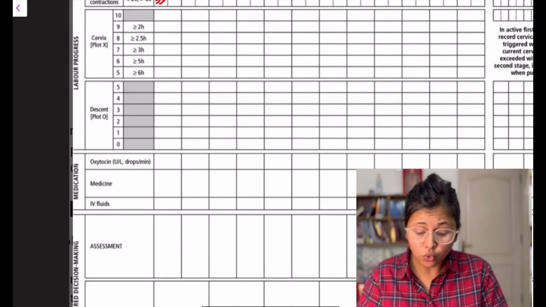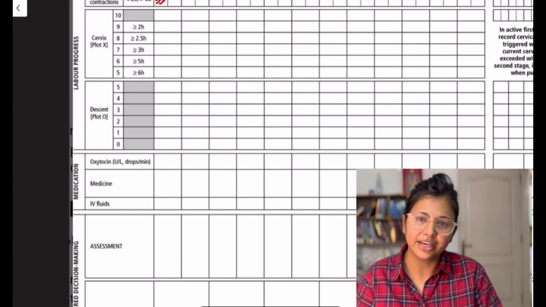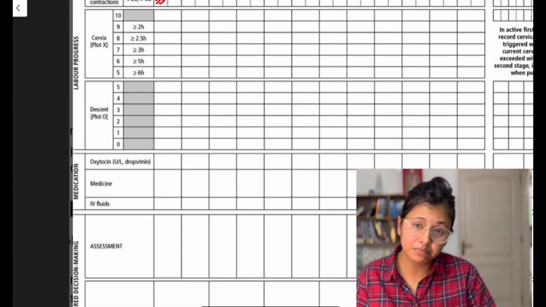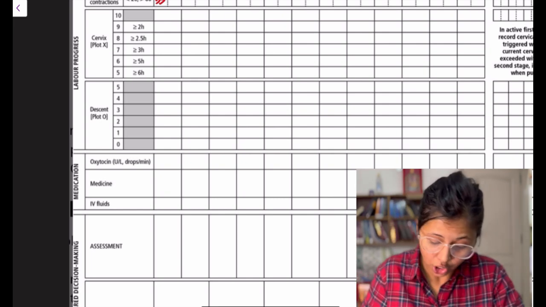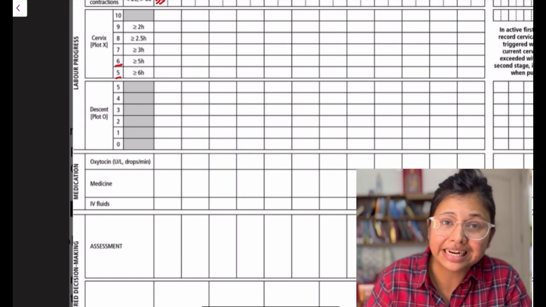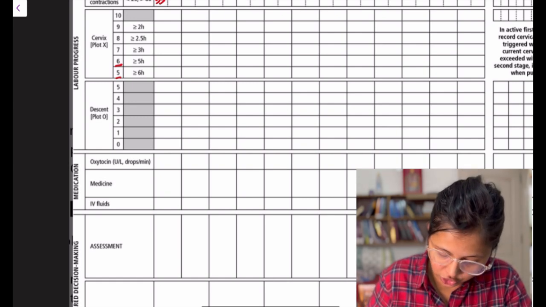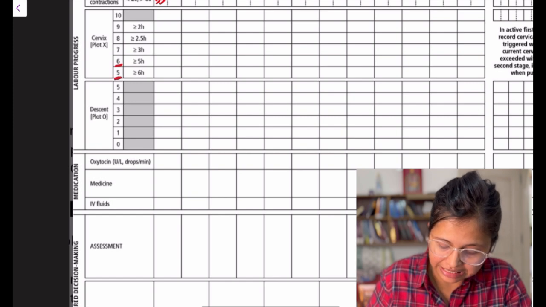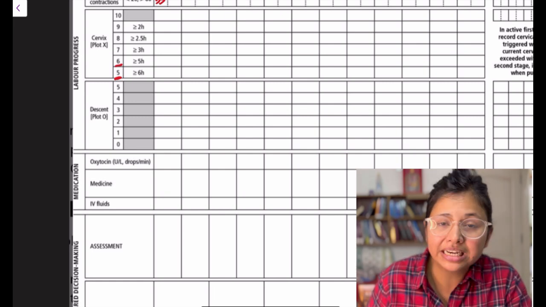Now coming to labor progress in terms of cervical dilatation. Now this is where a very major change has happened. If you look at the y-axis over here, you can see 5, 6, 7, 8, 9, 10. This is actually the centimeters of cervical dilation. Our active labor is starting at 5 centimeters. And right next to it, you can see these number of hours that's written. So next to 5, I have more than or equal to 6 hours.